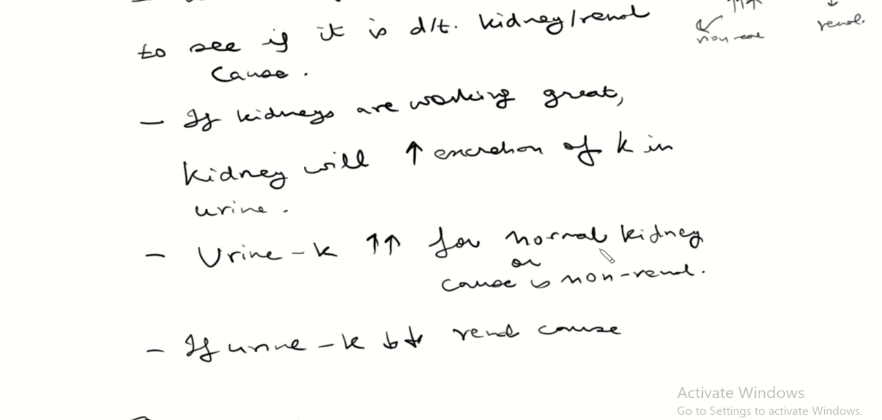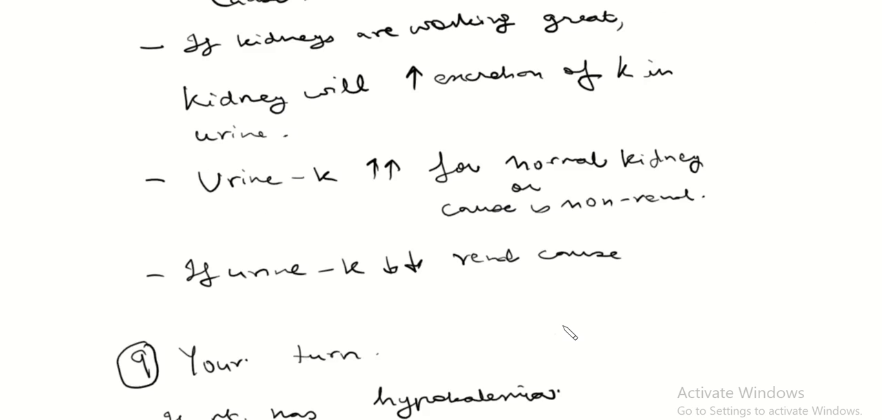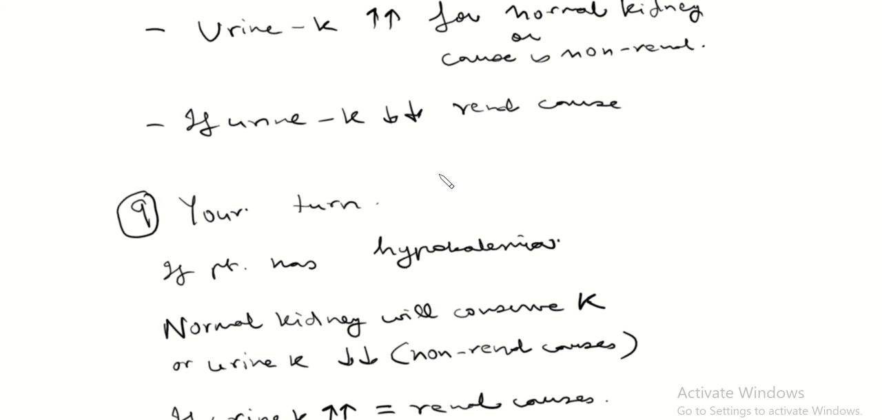That's essentially what it is. If urine potassium is high, the causes are non-renal. If it's low, it's renal. Now it's your turn. What if the patient has low potassium?